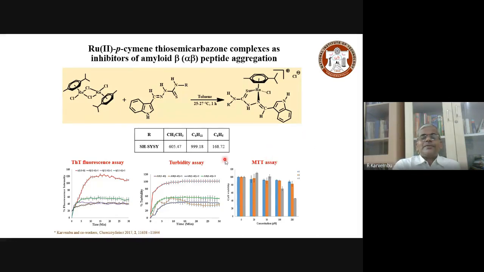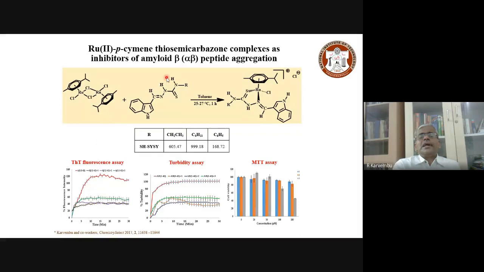Again, this is our collaboration with biologists who can do the anti-Alzheimer assay. This is a ruthenium-arene complex containing a thiosemicarbazone ligand, not acylthiourea, as we have seen previously. These ruthenium-arene thiosemicarbazone complexes can be used as a drug molecule for Alzheimer's disease, right?